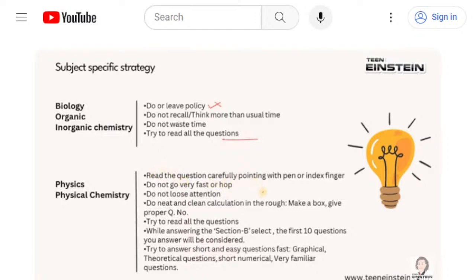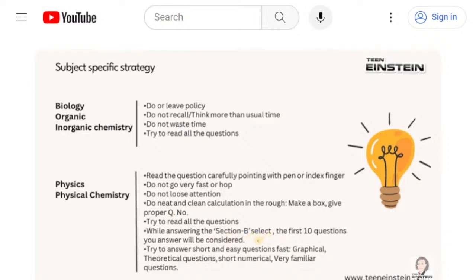In case of physics, you should be very careful in reading the question itself, otherwise you will not be able to understand. You should be very attentive also while reading. Better to point your pen or index finger while reading the question. You should not go very fast or you should not hop, and you should note down the information given. You should do a very neat and clean calculation in the rough sheet so that you can go back and see. And in the rough sheet you may do some kind of box like this and give the question number properly, suppose question 5 and question 6 etc., and do the rough work over here very neatly so that you can come back and see if you have some doubts later.